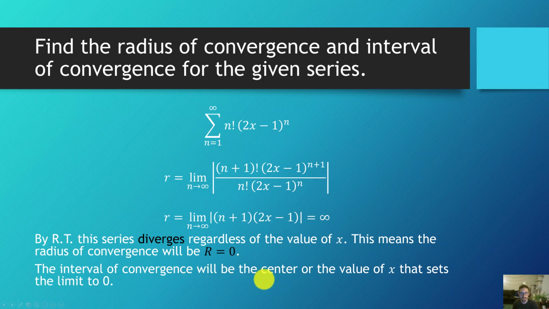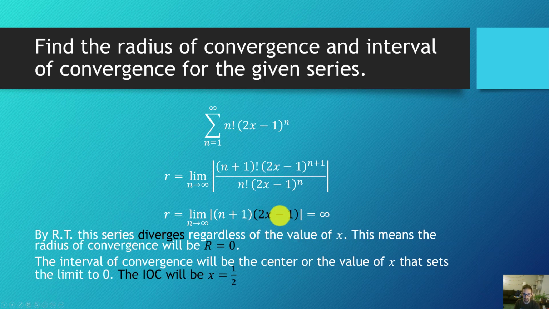The interval of convergence will be the center, or the value of x that sets the limit to 0. We haven't experienced something that looks like this, 2x minus 1, so we may not be sure what the center is based on this. But we can go back to our last line of the limit, and think about what value of x would make this 0. And the value of x that would set this to 0 is 1/2, which is also the center. So the interval of convergence in this case will be 1/2. Just 1/2 is the only value that this will converge for.